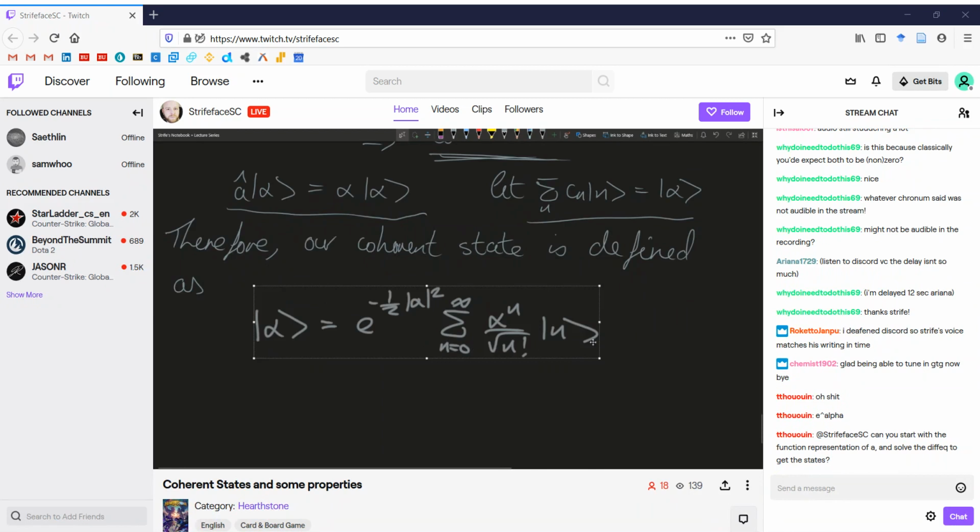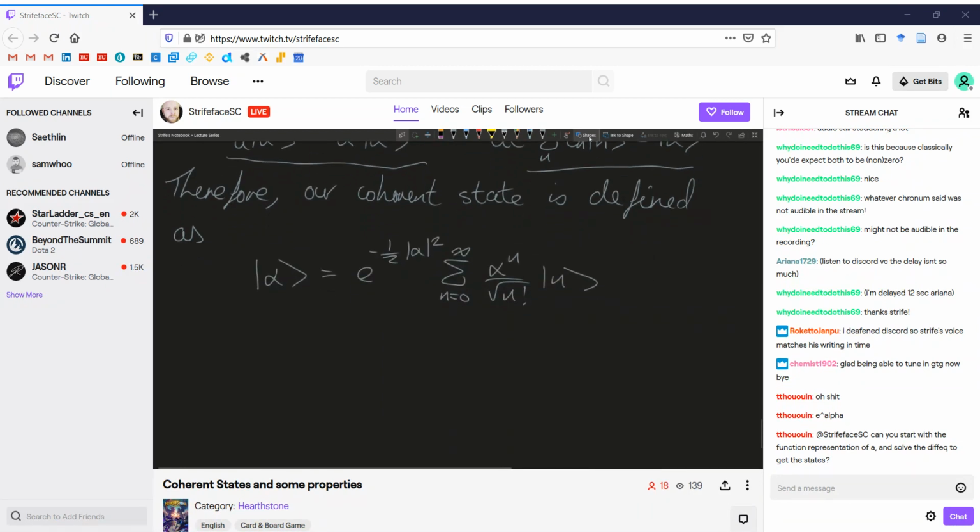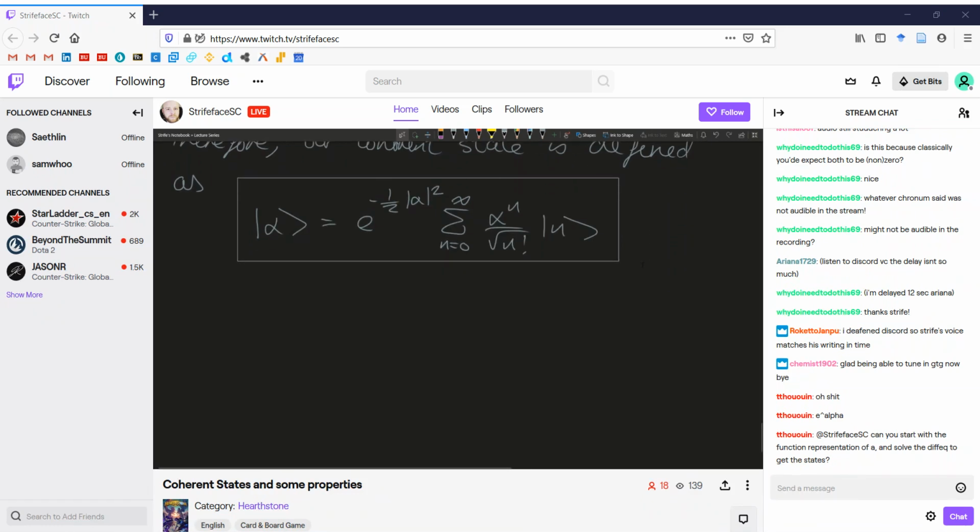It's nice to show. Can you start with the function representation of A and solve the differential equation to get the states? I think that you can. I couldn't tell you how to do it on the spot, but I think that you're right. The paper that I spoke about by Glauber, written in 1963, I'm going to link that at the end of this. He goes into the coherent states with a lot of the properties that I'm describing here. If you look in that, you should be able to find what you're asking. So I will link it after and you can see.